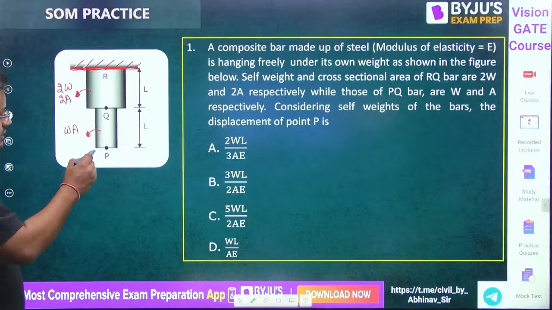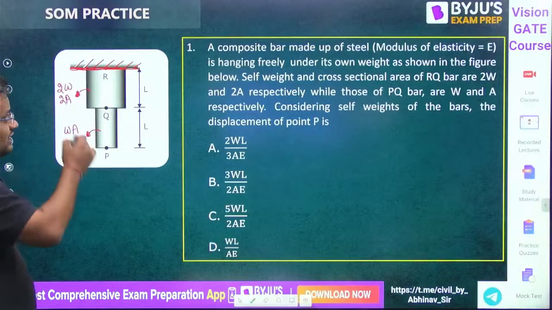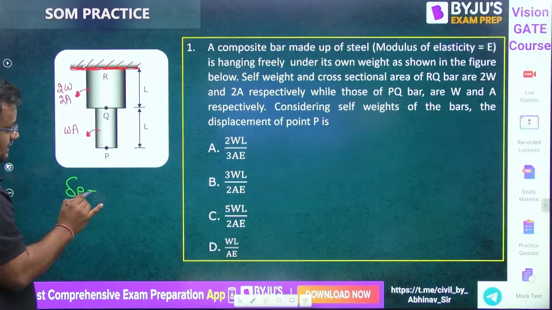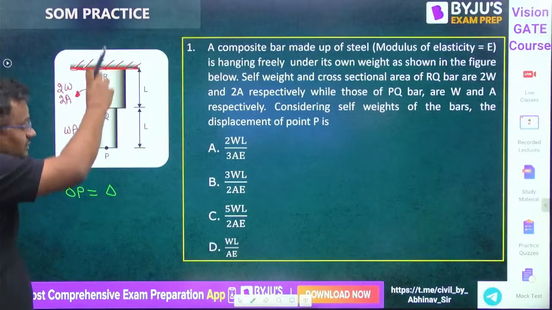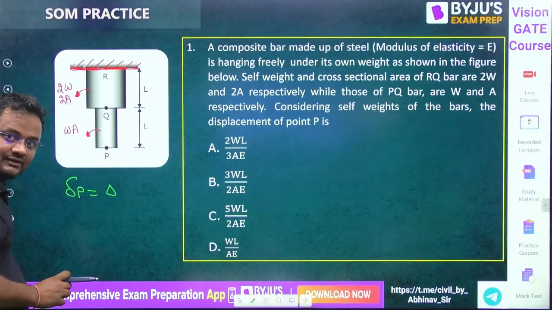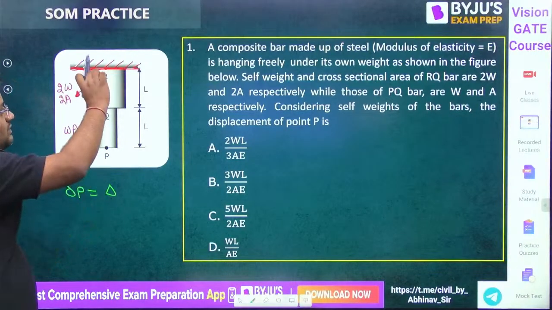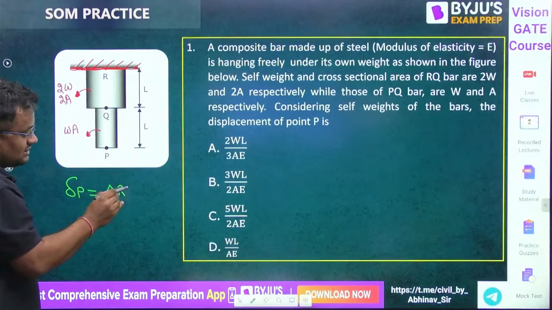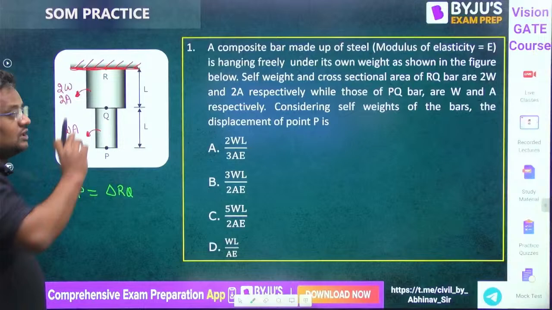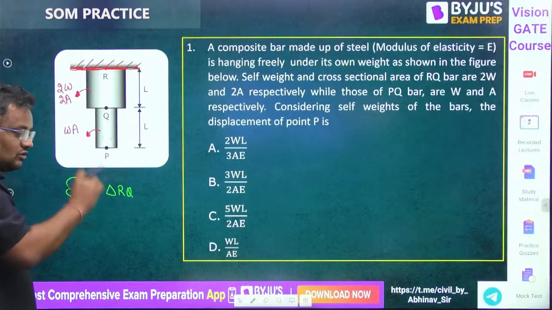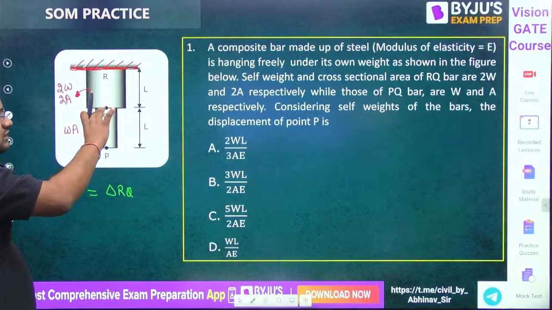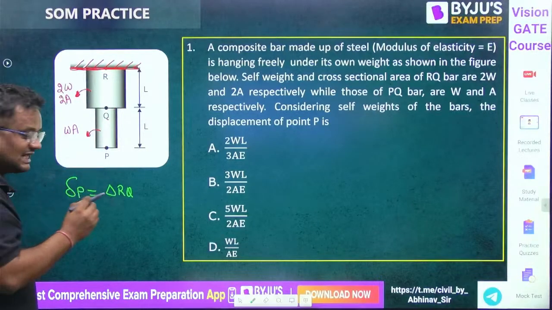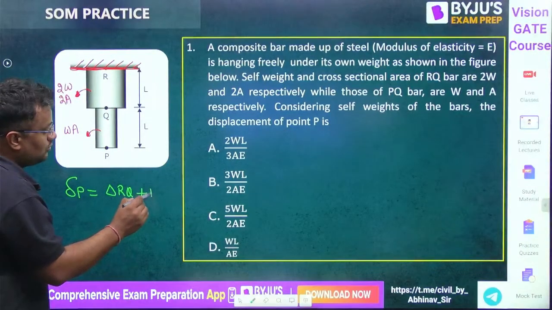Now guys, whatever this total bar will be displacing, the deflection of point P: how much this RQ will go downward due to its weight and the forces, suppose 3 mm. So this P will go 3 mm. That is delta RQ. Then PQ goes suppose 7 mm, so P will go down by that much more. So delta RQ plus delta PQ.